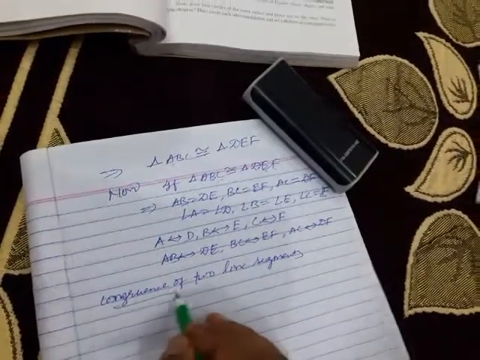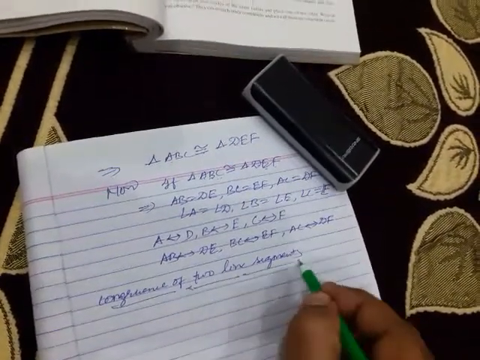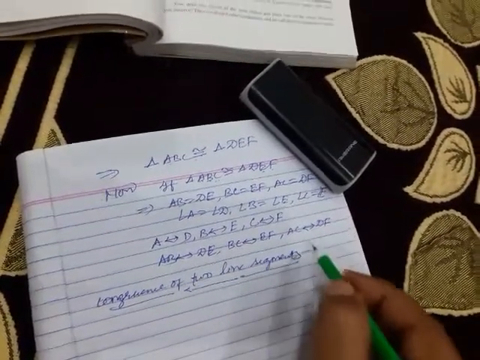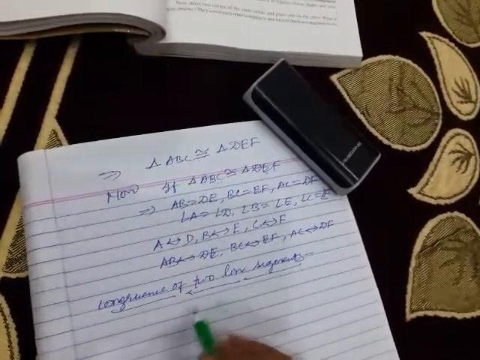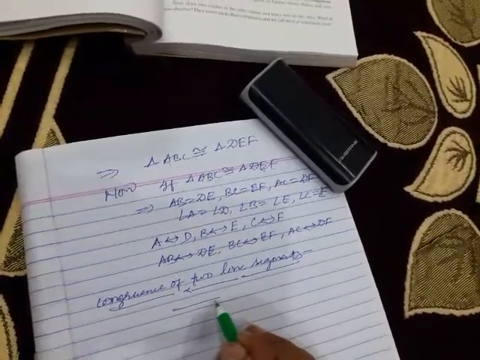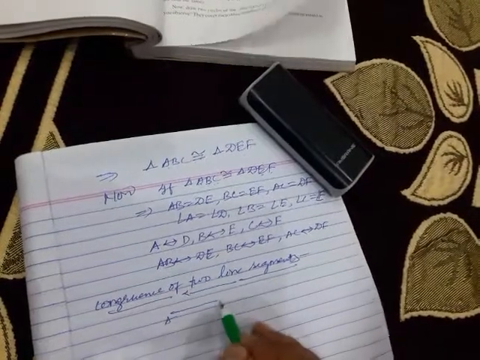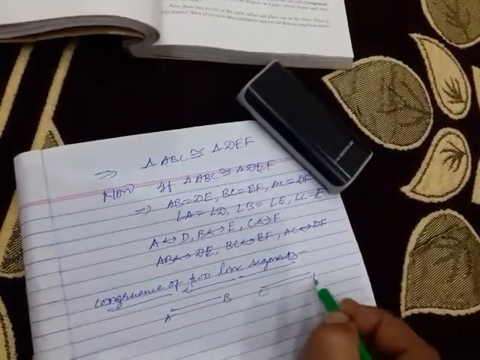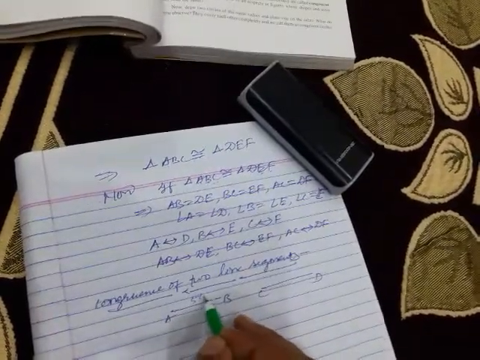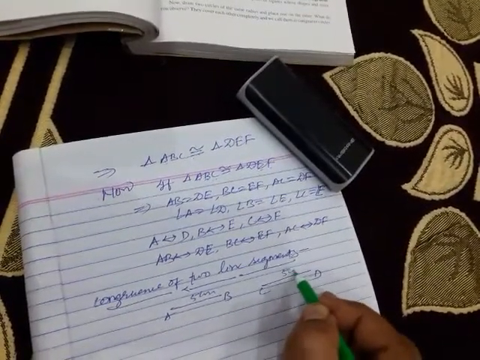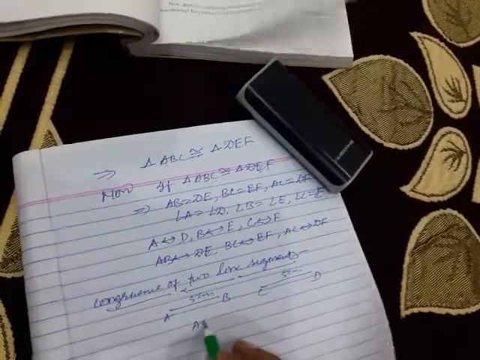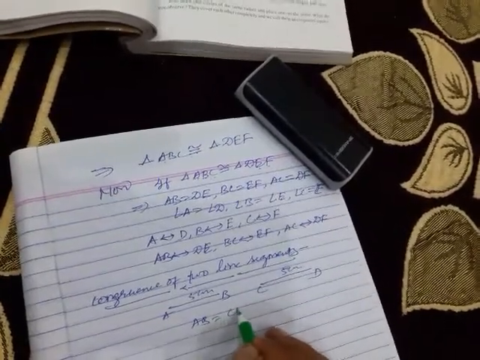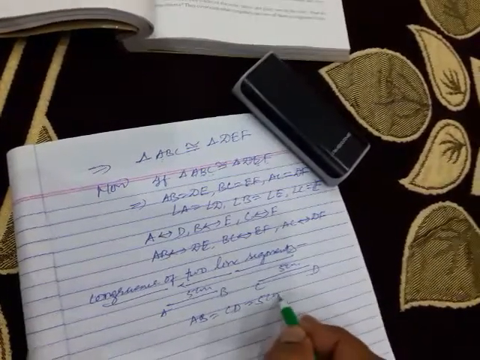This is very easy, all of us know it already. That is congruence of two triangles. See, two line segments, let one be AB and another be CD. If this is 5 centimeter, and this is also 5 centimeter, then we see that AB equals CD equals 5 centimeter.